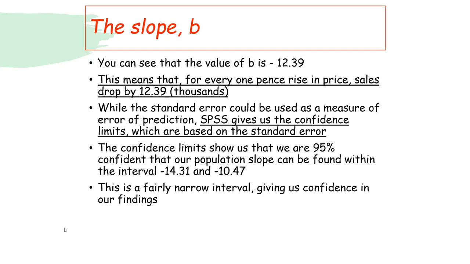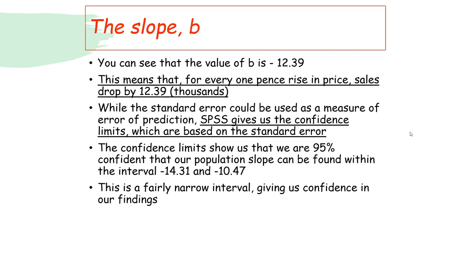So B slope, as you can see, the value of B is minus 12.39. This means that, remember, your B is your slope, for every pence rise in the price, sales will drop by 12.39. Remember the B value was a negative value, so it indicates an inverse relation between the two variables. While a standard error could be used as a measure of error prediction, SPSS gives us the confidence limits which are based on the standard error.